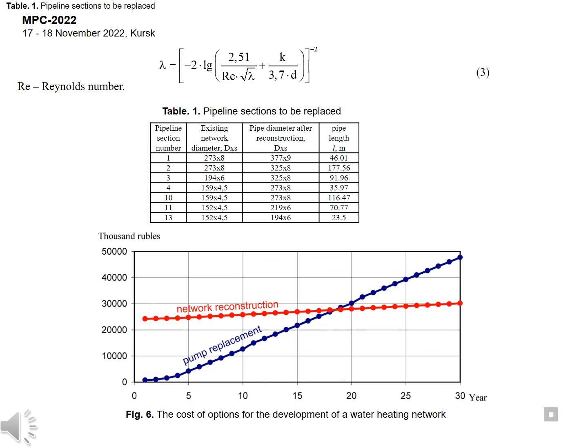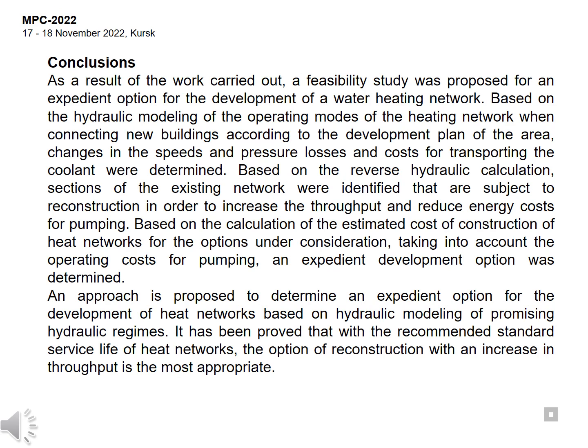It is also advisable to carry out the reconstruction of existing networks of small length with an increase in their throughput. The cost of pumping a coolant with large hydraulic losses after several years of operation begins to exceed the cost of reconstruction. The longer the standard service life of the equipment, the more effective the measures to increase the throughput of the heating network. Slide 7 presents the conclusion of the work.